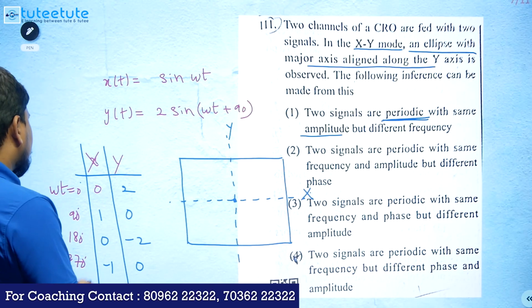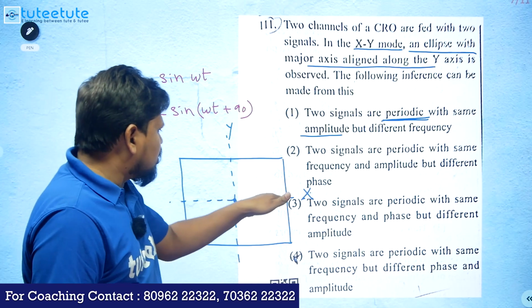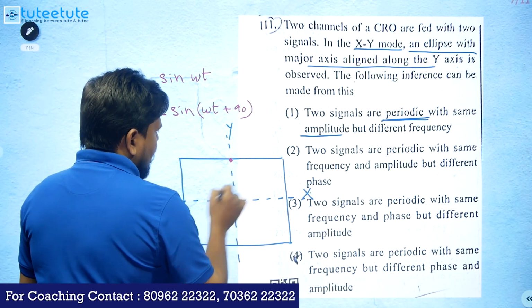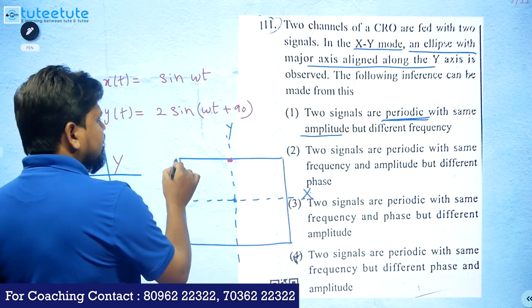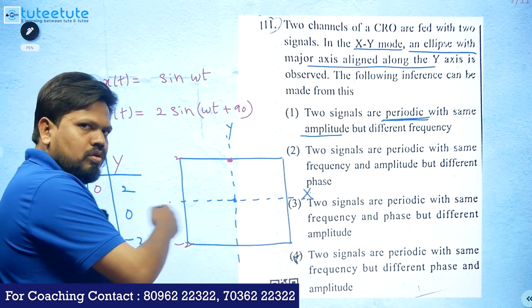Okay, so let's take this one. The first point is 0 and 2: on the x-axis 0, and on the y-axis 2. This is the point. Let's take the magnitudes also. This is 2, this is minus 2, and like this only on the other side also.